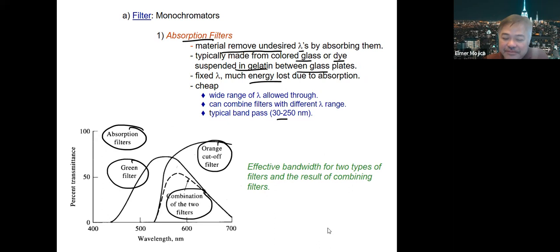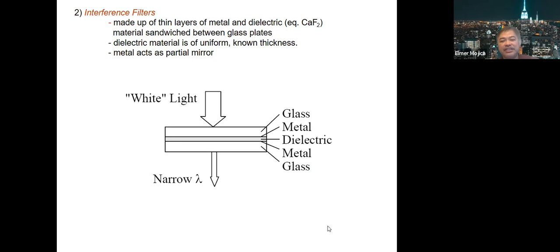Now you can also have this so-called interference filter. So these are made up of thin layers of metal and dielectric, like calcium fluoride, sandwich material between the glass plates. So you have a glass, a metal, then the dielectric, metal, glass. So if there's the broadband light source, if it passes through it, you can make the wavelength narrower. Okay. So the metal acts like a mirror.